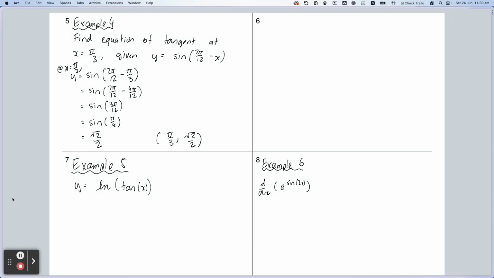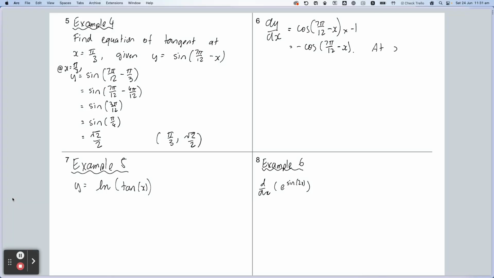Okay, so step 2 then, work out that gradient. dy by dx is equal to, so we find the derivative of sine, which is cosine of 7 pi on 12 minus x. Find the derivative of the inside, which is negative 1. Again, this is a constant, so it disappears, and the derivative of negative x is negative 1. So simplifying that, of course, that's negative cosine of 7 pi on 12 minus x.